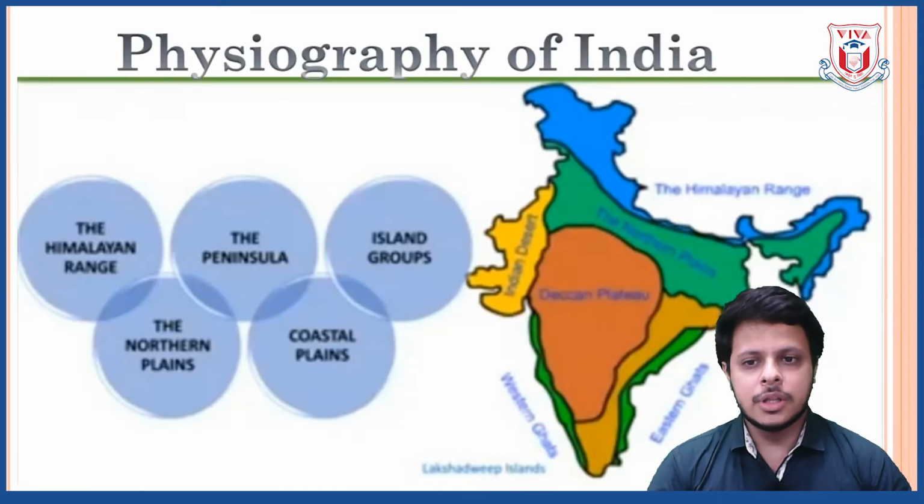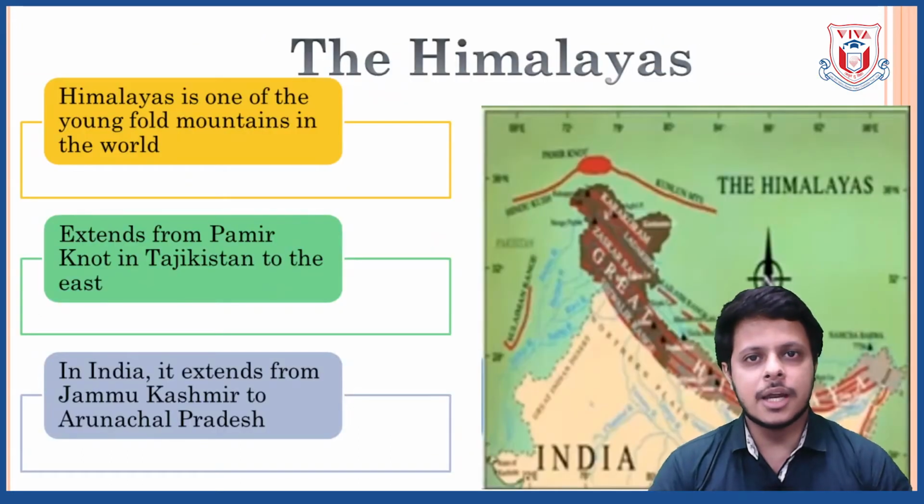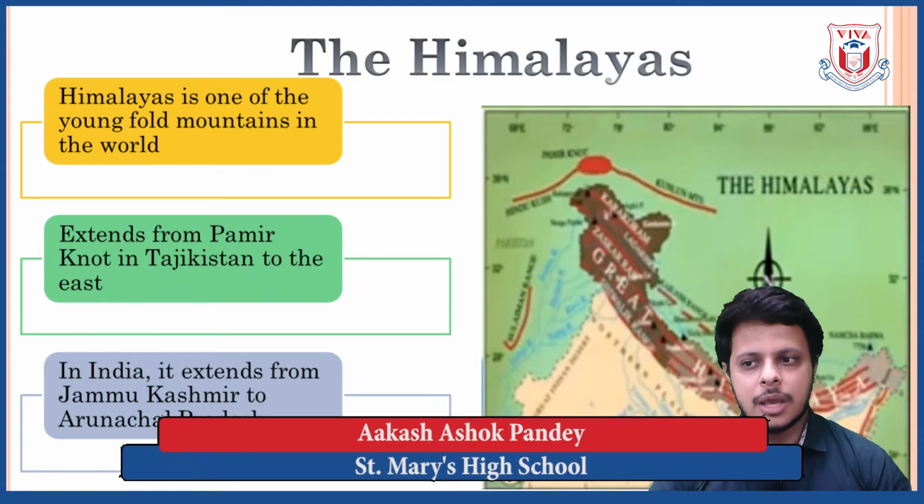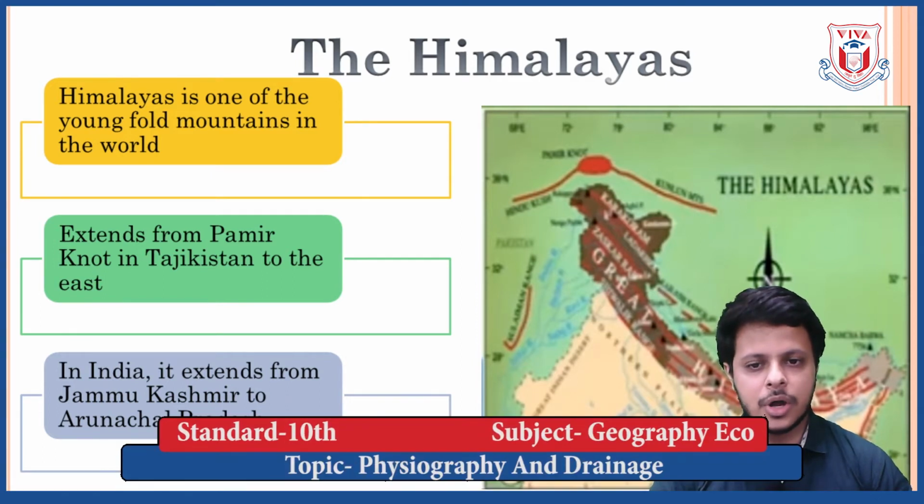If we talk about the physiography of India, India's physical division has been divided into 5 types. The first one is the Himalayan range, then the North Indian plains, the peninsula, the coastal plains and the island group. Let's understand about the Himalayas. The Himalayas are one of the young fold mountains in the world. It extends from Pamir in Tajikistan in the north to the east. In India, it extends from Jammu Kashmir to Arunachal Pradesh.